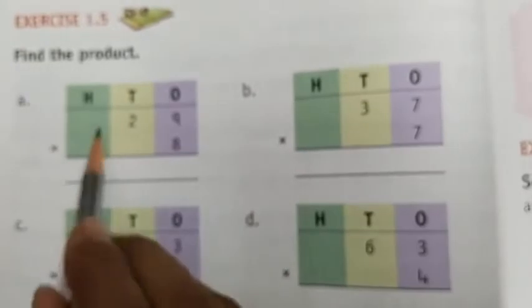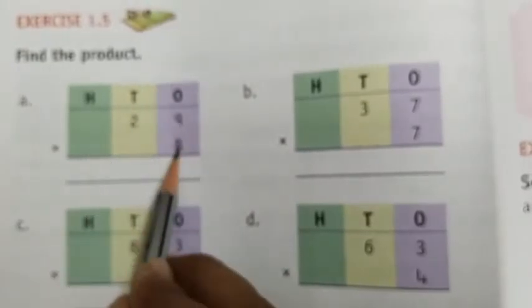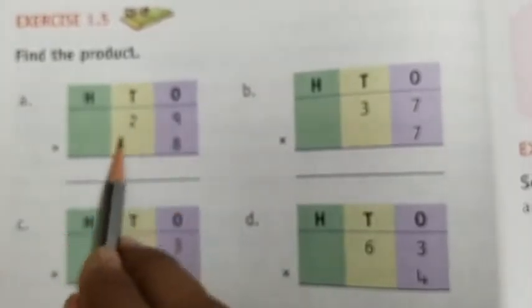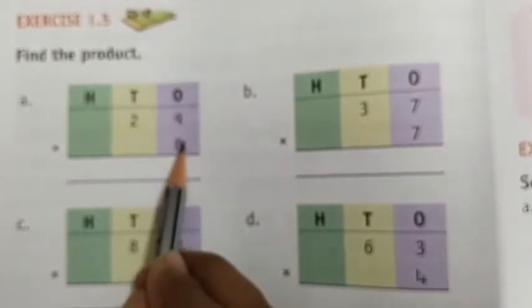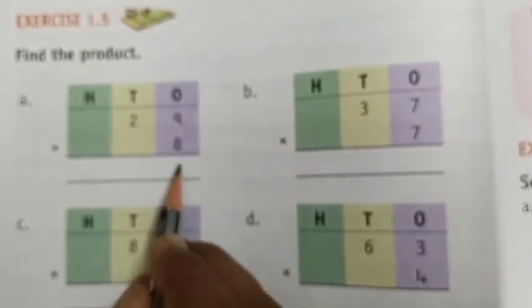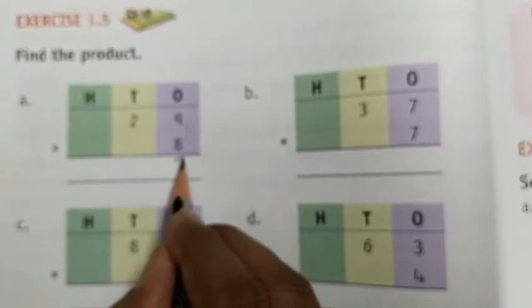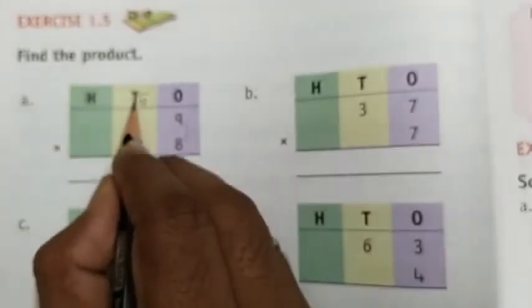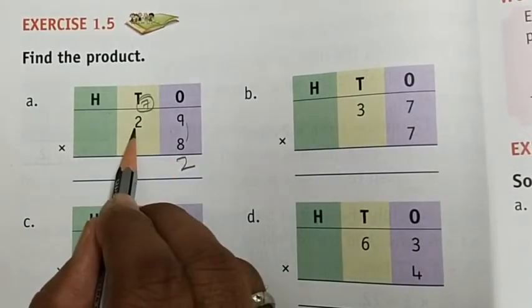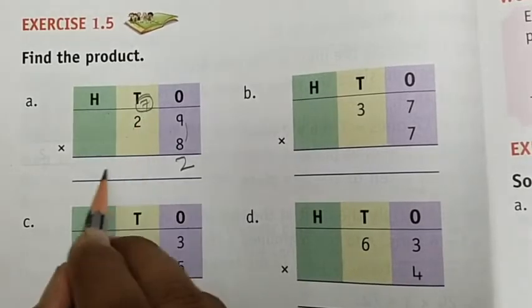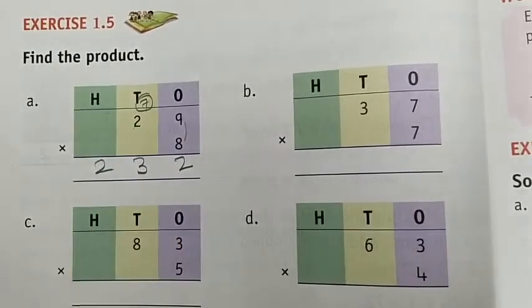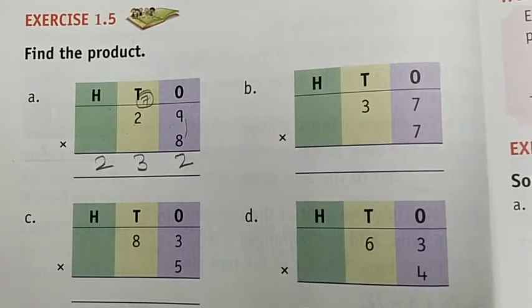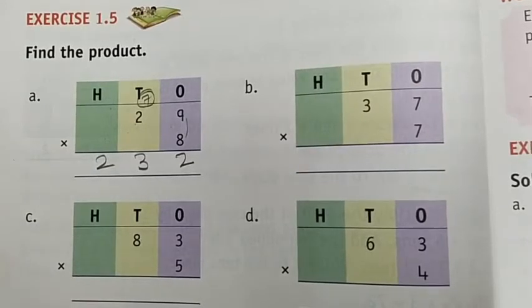Right, see here. Multiplication of 29 into 8. 8 9s are 72. Write 2 here and take down 7 as carry. So 8 2s are 16. 16 plus 7 is 23. So multiplication of 29 into 8 is equal to 232.